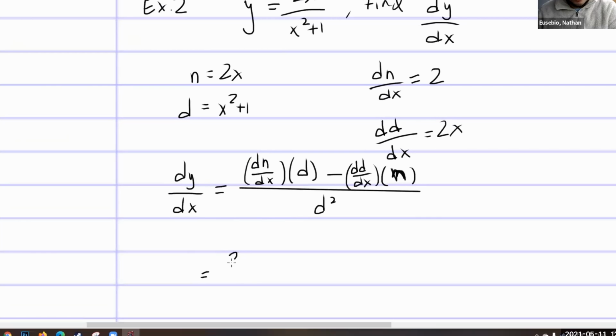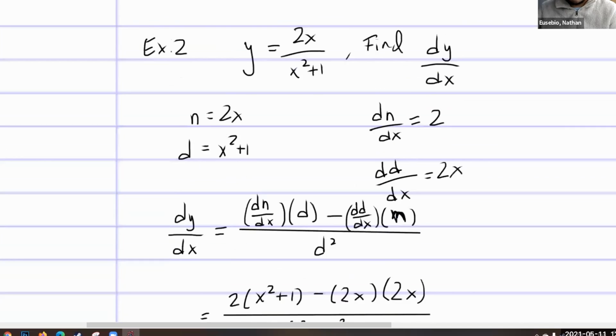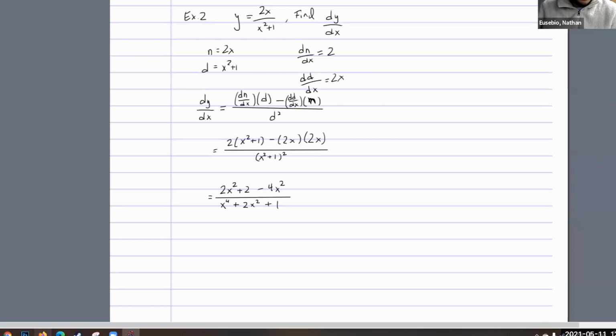The numerator prime is 2 multiplied to the denominator, subtracted by the denominator prime times the numerator, all divided by my denominator squared, so x squared plus 1 squared. Let's expand the denominator here. 2x squared plus 2 minus 4x squared, all over x to the power 4 plus 2x squared plus 1.